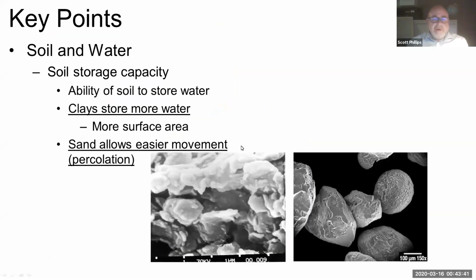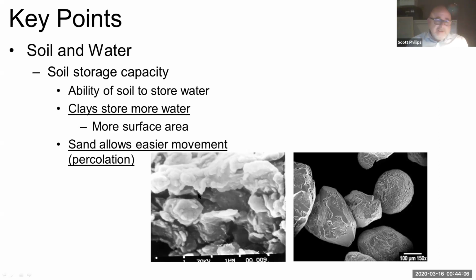A couple of other things about soil and how soil interacts with water. Soil and storage capacity, or how well the soil can store water. Clays can actually store more water than sand can. To me, it's a little counterintuitive, but clays are tiny and they have an irregular surface, and they end up having more surface area, thus can store more water.